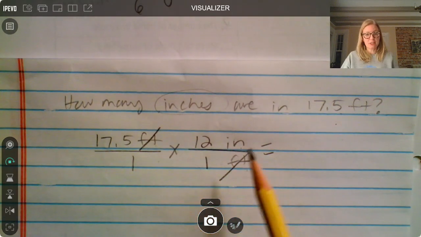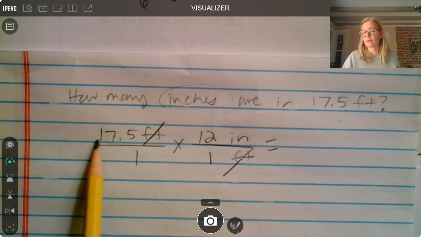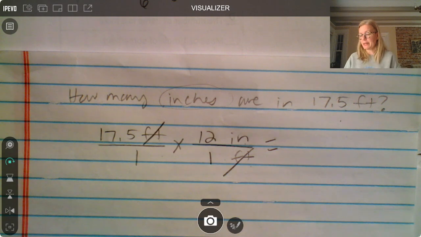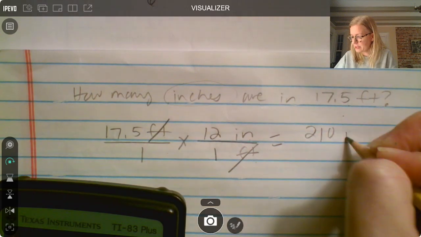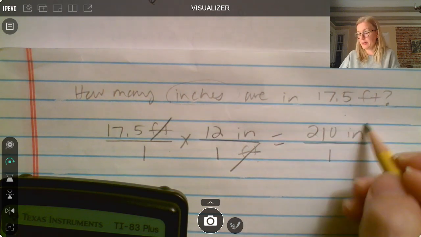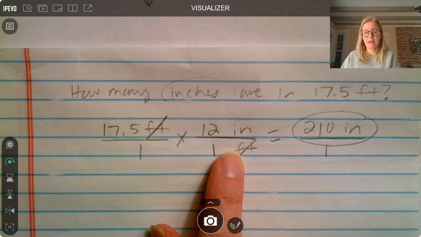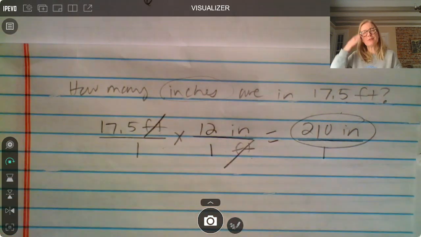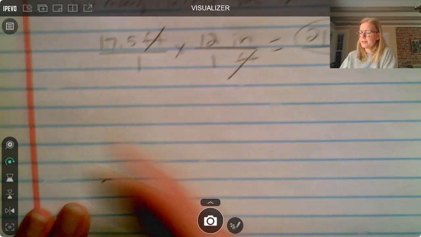When you multiply fractions, you don't cross multiply. You might have forgotten that. You go straight across the top and straight across the bottom. So you do 17.5 times 12, and you get 210 inches. And on the bottom, you do 1 times 1, and you get 1. And that's your answer. And notice how just by setting it up correctly, I did end up multiplying by 12, but I didn't have to go through that painful thought process of do I multiply by 12 or do I divide by 12? Let's take another one.